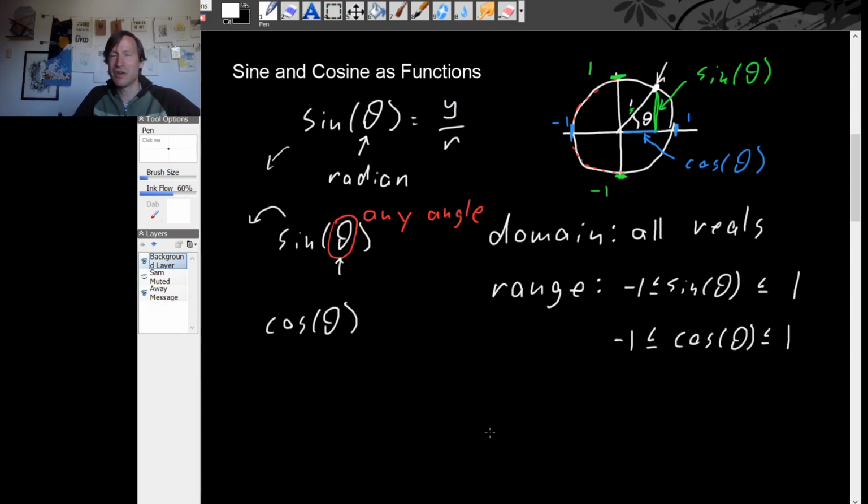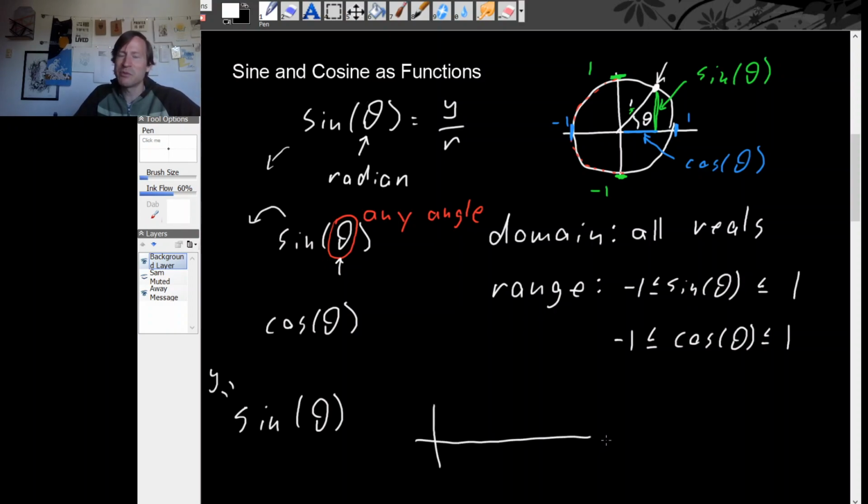So that's it for domain and range for the functions sine and cosine. Let's have a look at the graphs. And let's start with sine. So we're going to graph y equals sine of theta. But to have a graph, remember you have to put your input variable on the horizontal axis, so that's theta, and your output variable on the vertical axis, and that's y. So this is not the xy plane that we're looking at here. This is the theta y plane to get a graph of sine of theta.